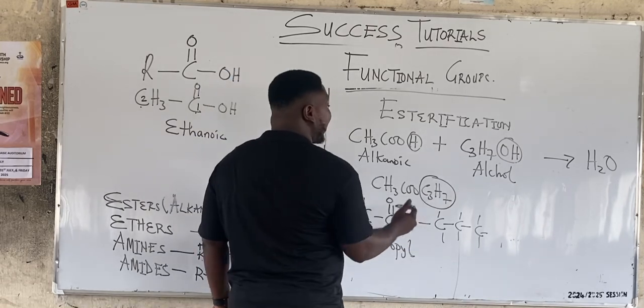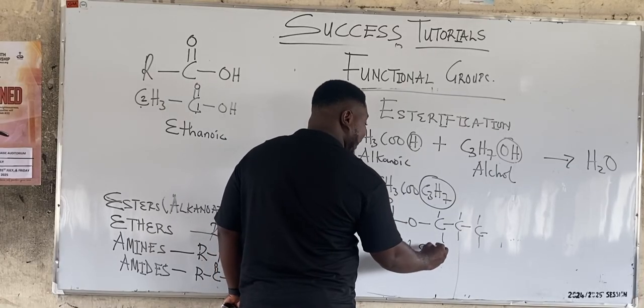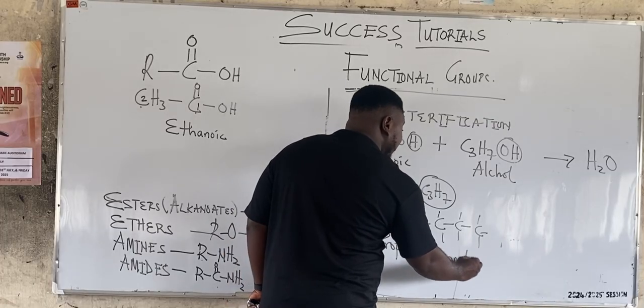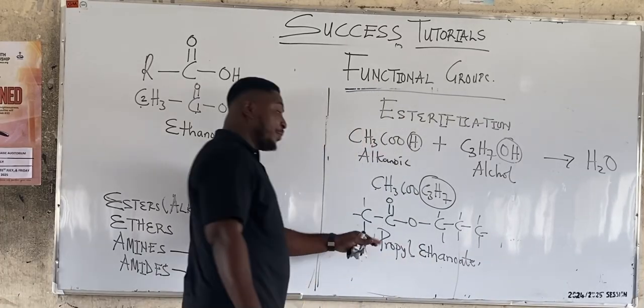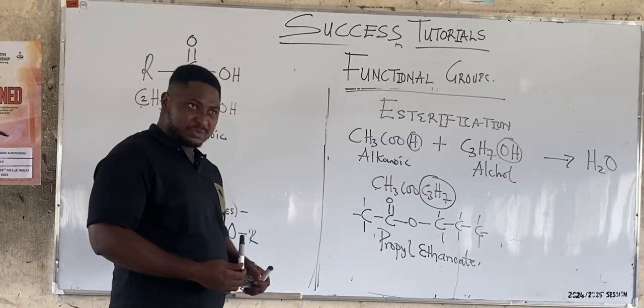After mentioning the alkyl, count how many carbons are left. So 2 means what? In organic chemistry, 2 carbons means what? So propyl ethanoate. Alkyl groups end with noates. Propyl ethanoate. I think this is one that is a bit more complex, right?